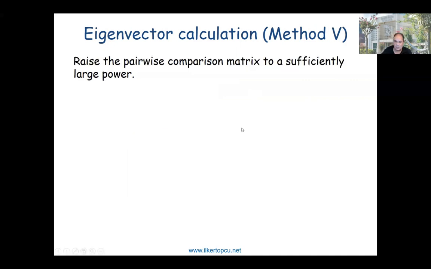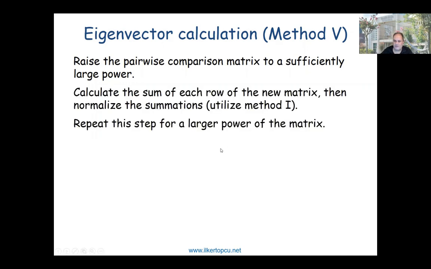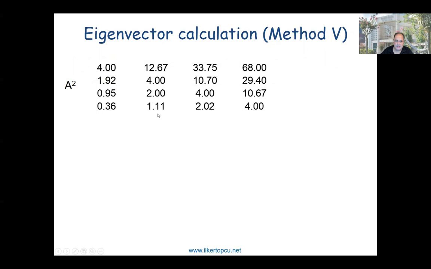And the last method the software uses is raising the pairwise comparison matrix to a larger power and then utilizing method 1. And then raising that large power matrix to an even larger power, again utilizing method 1, and comparing the two eigenvectors you are finding. If they are converging, if they are nearly the same, you stop. If not, you go to larger powers. That is how method 5 works. So let's see this in an example.